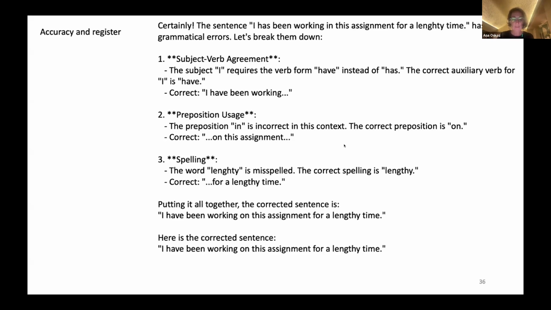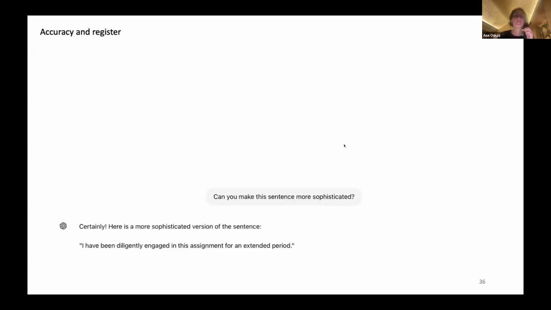We can also ask ChatGPT if it can change the register and teach us how to make a sentence a little bit more sophisticated, which also helps us with the vocabulary. So if we go to another click, we can ask, "Can you make this sentence more sophisticated?" And ChatGPT says, "Certainly," again, we know it's very excited to help us. And says, "I have been diligently engaged in this assignment for an extended period." And from there, we can also learn some of the vocabulary that would make the sentence more sophisticated.